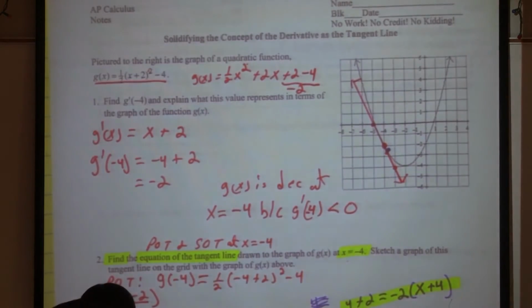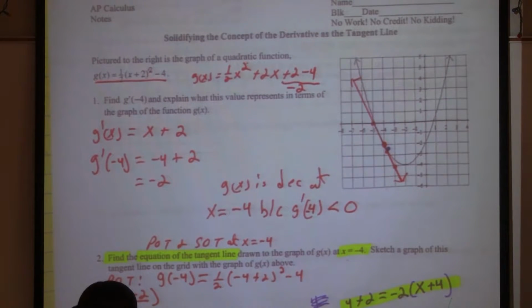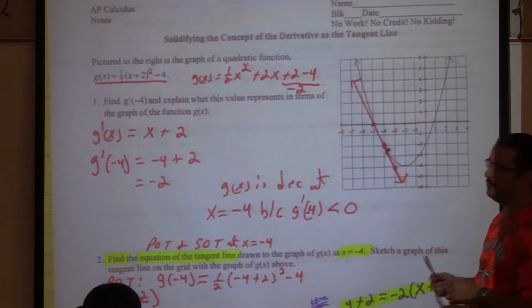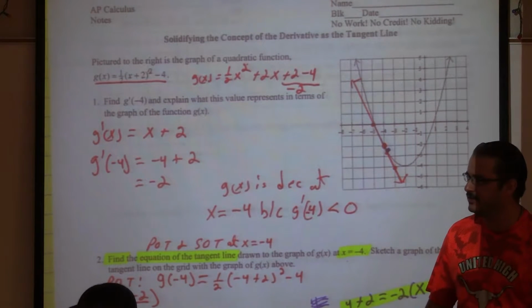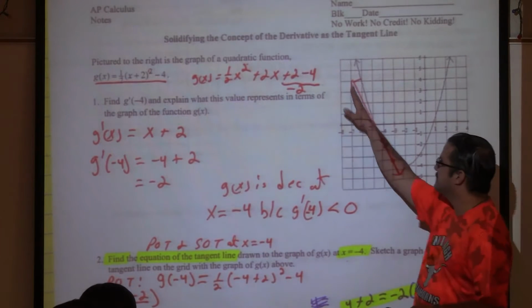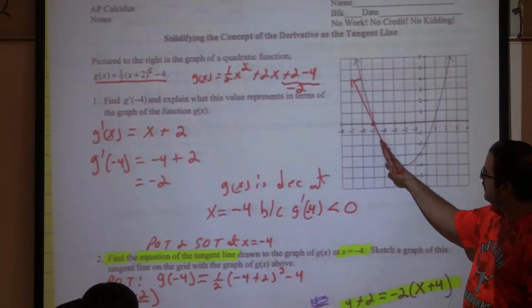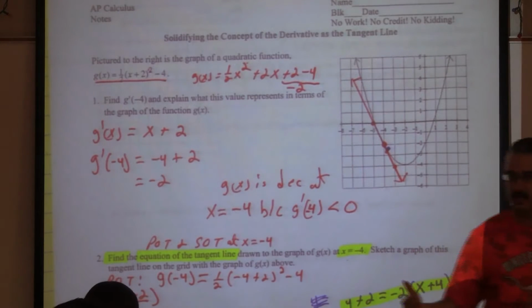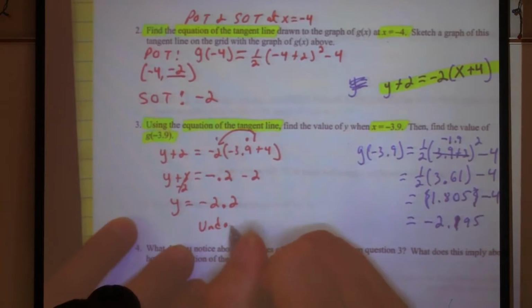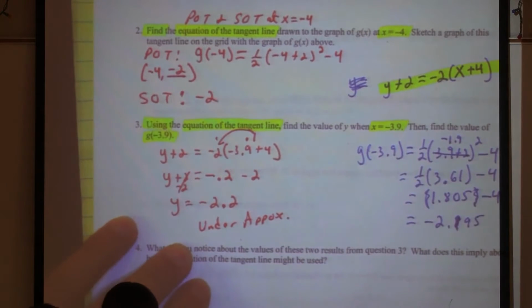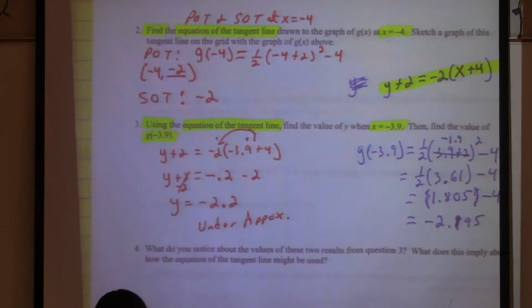How could I tell if it's an over or under approximation just by looking at the graph? How could I know that points on the tangent line are going to be an under approximation in reference to the original graph? Because the tangent line is below the curve. Didn't I ask you that question earlier? I asked it on purpose. So the tangent line is below the curve, therefore all the points on that tangent line will always be less than the points on the actual curve. So it's an under approximation. Why is this an under approximation again? Because the tangent line is under the curve.